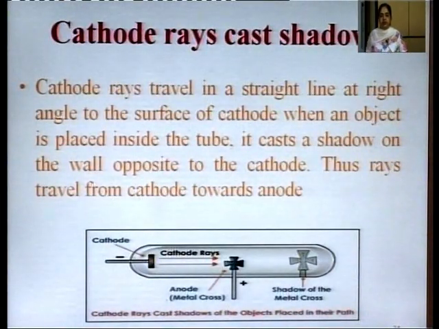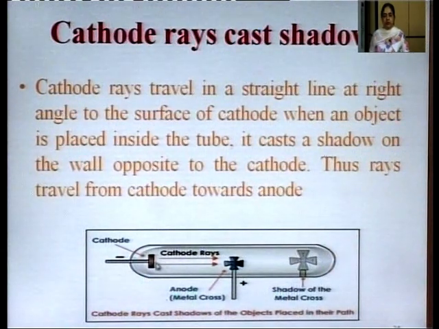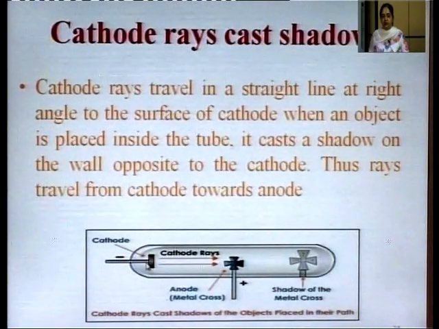Cathode rays cast shadow. Cathode rays travel in a straight line at right angle to the surface of the cathode. When an object is placed inside the tube, it casts a shadow on the wall opposite to the cathode. This is the shadow of matter. Thus, rays travel from cathode towards anode.